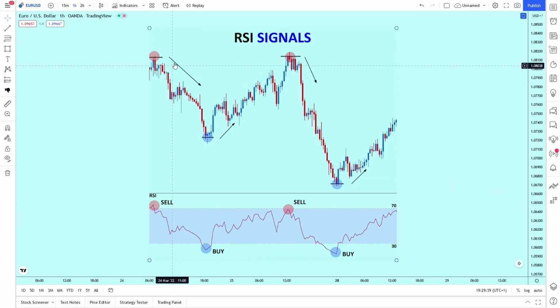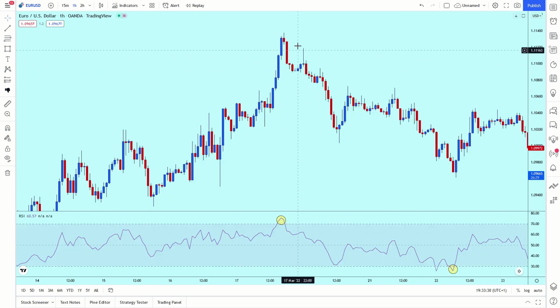In this example, we can see that RSI gave us right signals. Here it gave us a signal to sell and price went down. Here it gave us a signal to buy and price went up. And then again here to sell, and then again here to buy. So in this example, RSI worked perfectly, but that will not be the case every time, and you should know that.